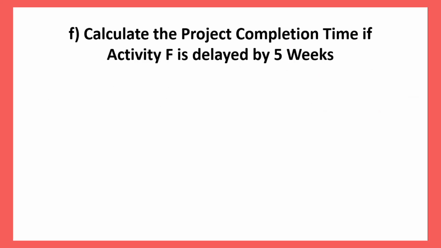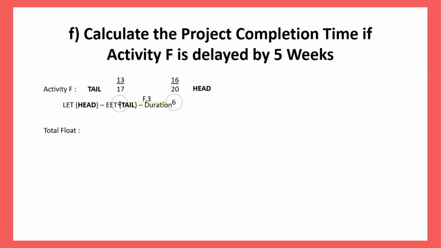The last question is to calculate the project completion time if activity F is delayed by 5 weeks. In this question, activity F is moved from node 4 to node 6 with the duration time 3. The EET and LET for activity F are 13 and 17 for tail and 16 and 20 for head.